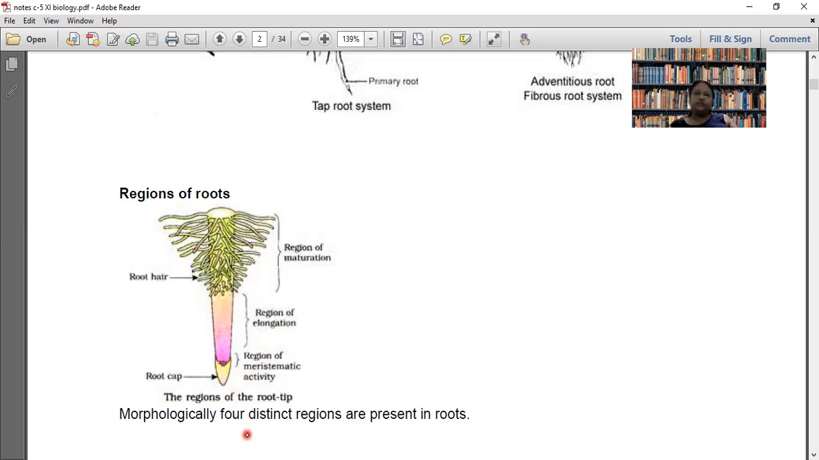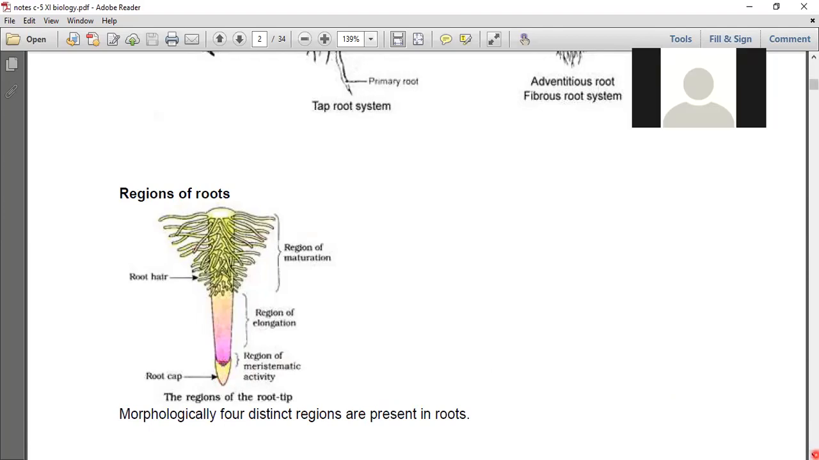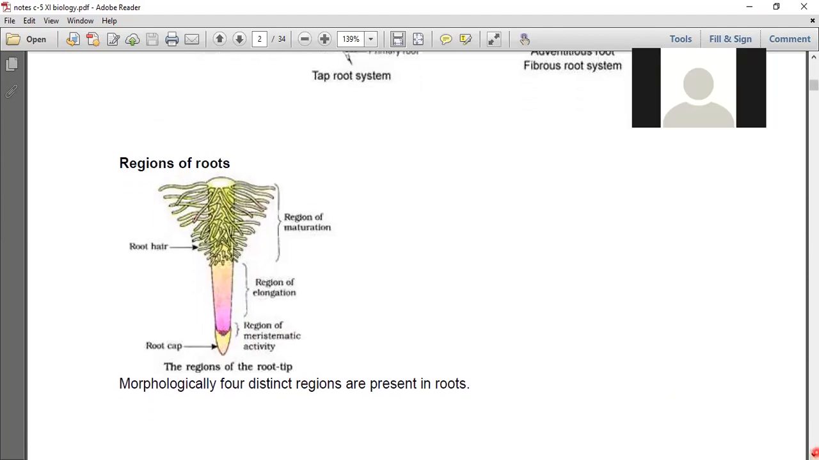In case of aquatic plant जिनमें root cap होने की जरूरत नहीं है, because they don't have to penetrate into the soil, they have root pockets. Root pockets are also structures which actually protect the meristematic region in case of aquatic plant. Is it clear to everyone? Yes, ma'am.